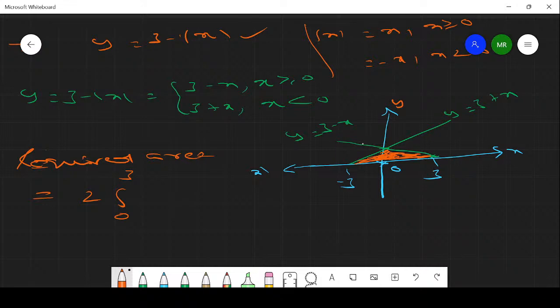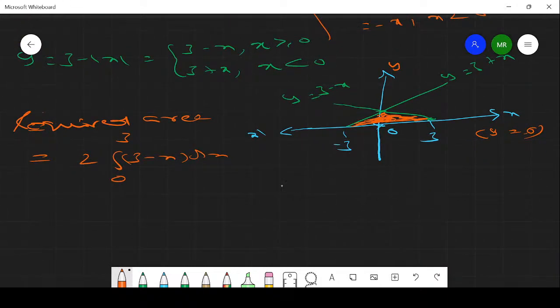So the required area: the upper curve is 3 minus x, and the lower curve is y equal to 0. X-axis means y equal to 0. Correct? In between, I can take the line 3 minus x. Now I can write the integral 0 to 3 of 3 minus x dx.